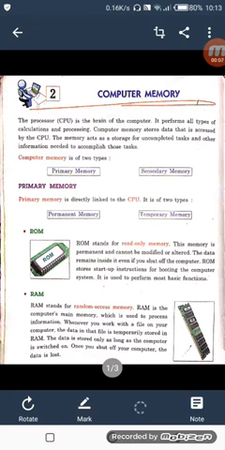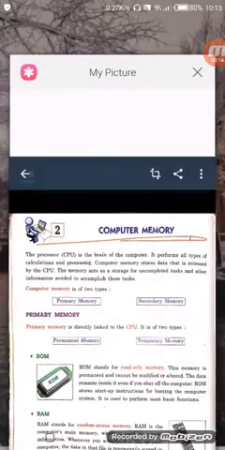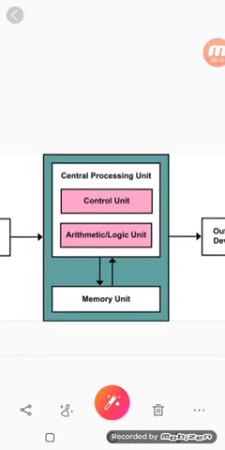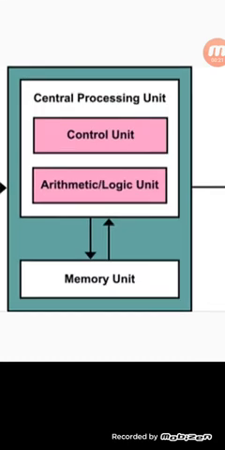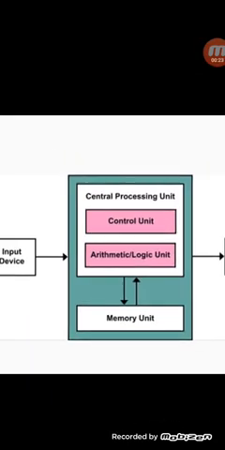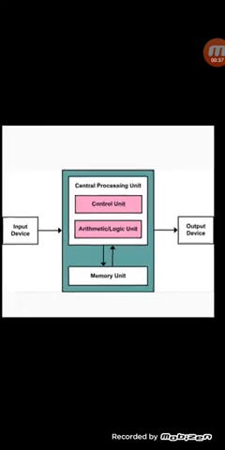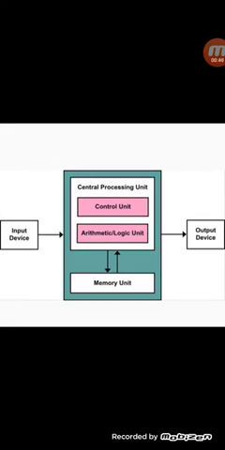Today we will study chapter 2, computer memory. Before starting this chapter, we should revise the CPU. What is CPU? Before going to the memory unit, we should know what the CPU is. CPU means central processing unit, or we can call it a processor or a microprocessor. I told you it is the brain of the computer system.